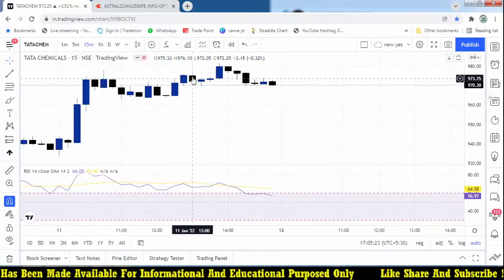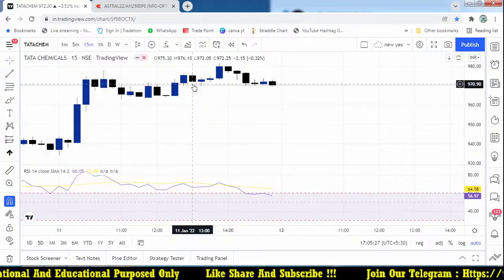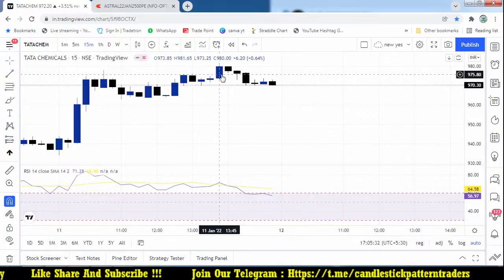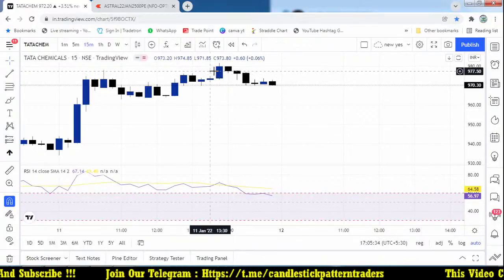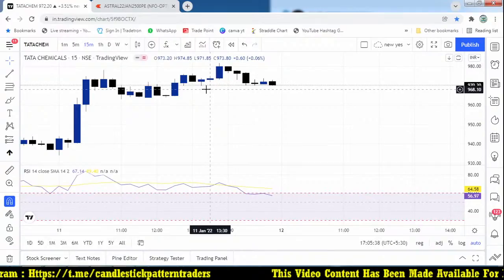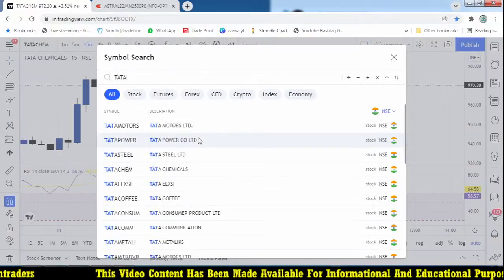Initially it sells and hits the stop loss. Then what is the risk for the trade? 72 to 76, 4 rupees. It may give a sell entry and trigger your stop loss. Next time it went up to 81. So from 76, it gave you 5 rupees. If you are making a 1:1 risk reward ratio, initially it triggers your stop loss and then it triggers your target.